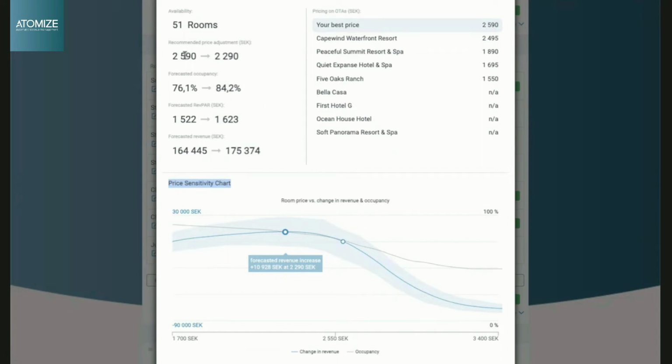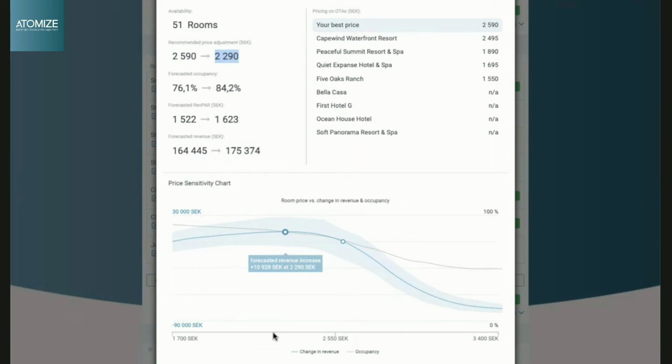Then you have two dots, a thin dot and a bold dot. The thin dot is the current price, so this would be 25.90. And then you start realizing, I want to be on top of the blue line, right? Because that's revenue, which happens to be the optimal price point now in real time, which happens to be 22.90. So this is a very easy way to explain it.